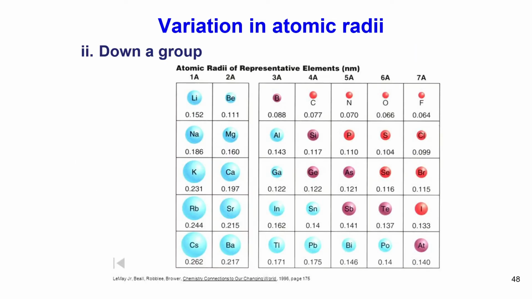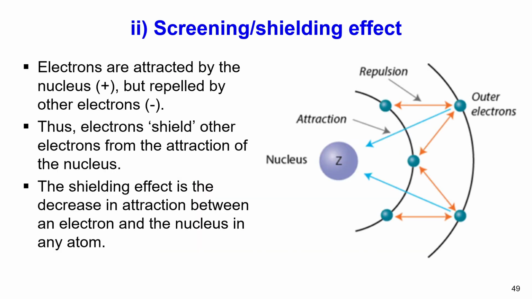Variation in atomic radii going down the group. Jadi bila kita going down the group, dia lain sedikit lah. Kita boleh nampak di sini, the size becomes bigger. Atomic radii increases. Kenapa dia increase? Because of the screening effect or shielding effect: electrons are attracted by the nucleus but repelled by other electrons. Thus, electrons shield other electrons from the attraction of the nucleus. Jadi, elektron ini dia akan melindungi daripada ditarik oleh nucleus. Thus, the shielding effect decreases the attraction between an electron and the nucleus in any atom.